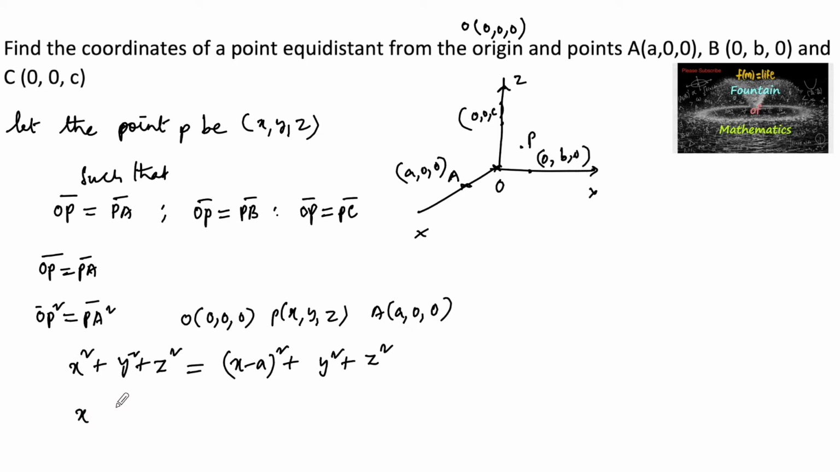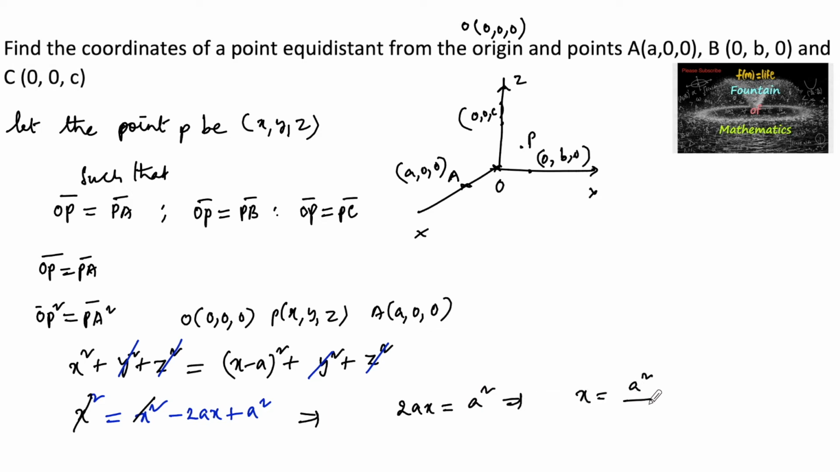Upon simplifying, here y square and z square with the same sign get cancelled on both the sides. So we have x square is equal to x square minus 2ax plus a square. Again we can cancel x square with the same sign. So 2ax is equal to a square, or we can write x is equal to a square upon 2a, that is a upon 2.